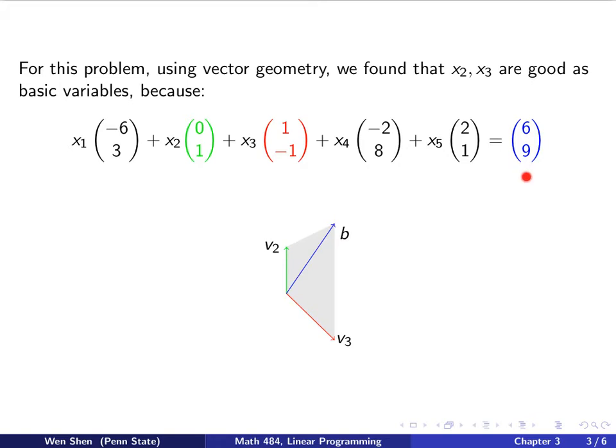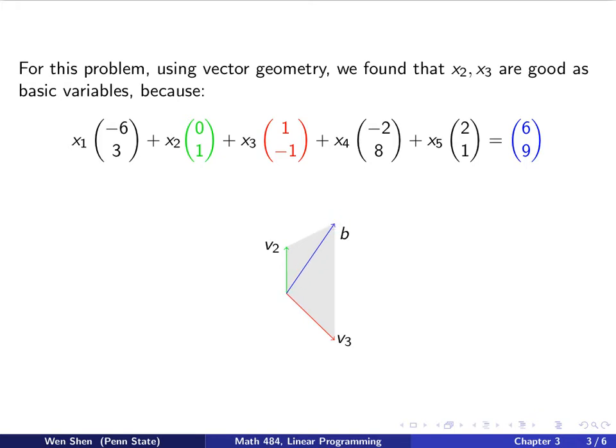And what is the b vector? Well, 6, 9, they're both positive, so it's pointing with the upward slope. Now we see that v2 and v3, the wedge between them, and the angle that's less than 180, this wedge here, the gray area, actually include the b vector.